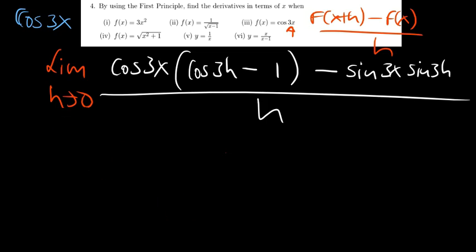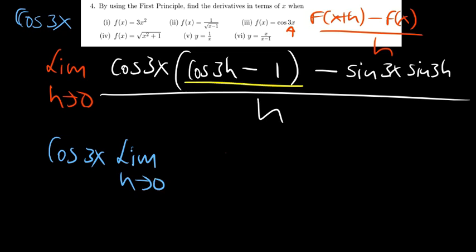So let's try to see the way we can come up with this. So let's distribute the limit. So the parts that don't have h are innocent. So I have cosine 3x. We'll now distribute the limit. The limit as h approaches 0 will apply to this part. So what we have is cosine 3h minus 1.